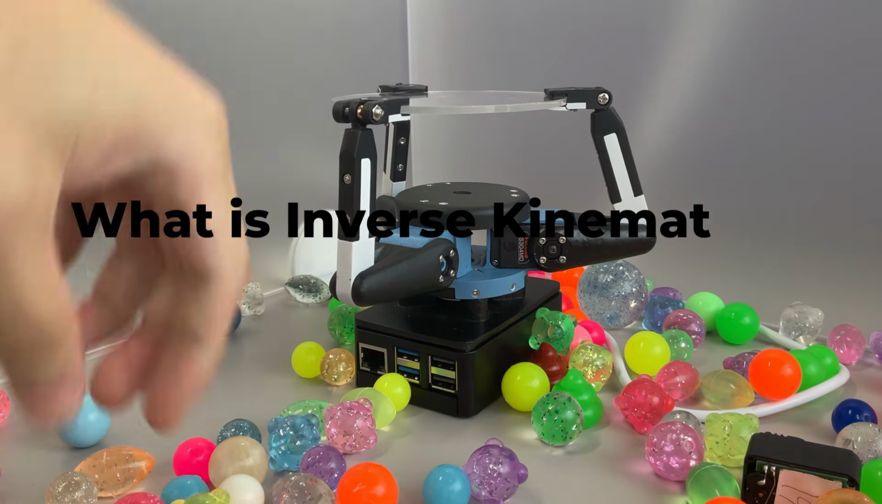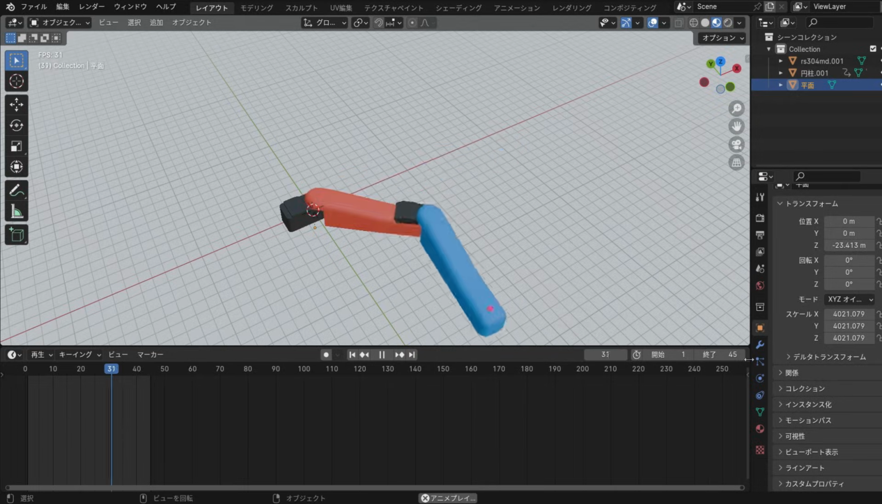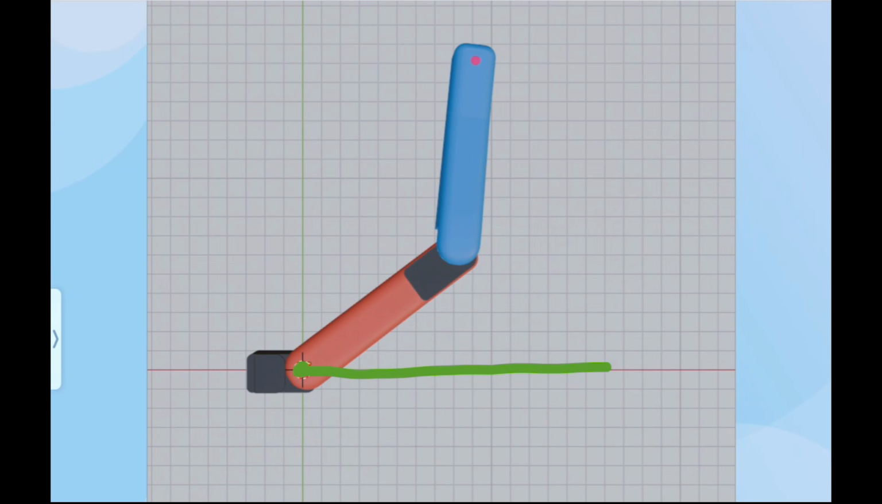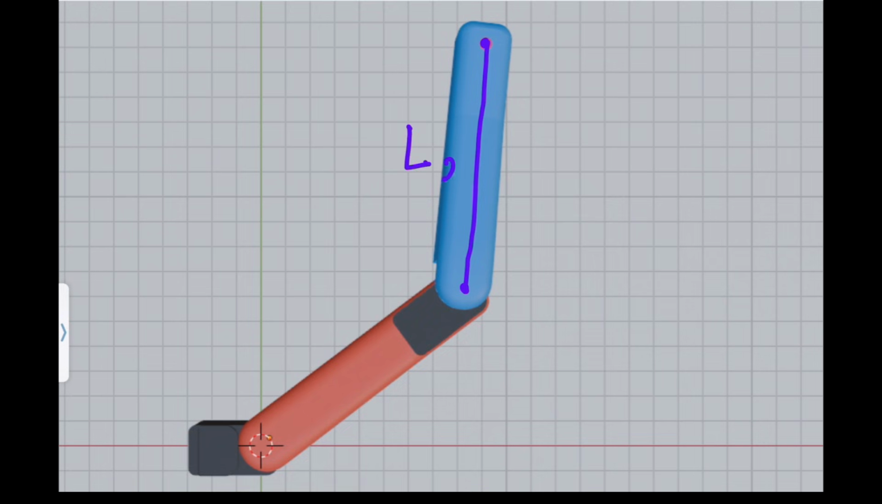So, what exactly is inverse kinematics? Let's consider a robot like this. Here, we have a motor that rotates this link. The length of the link is L1, and the motor's angle is theta. At the end of this link, there is another motor that rotates the next link. The length of this second link is L2, and the motor's angle is phi.